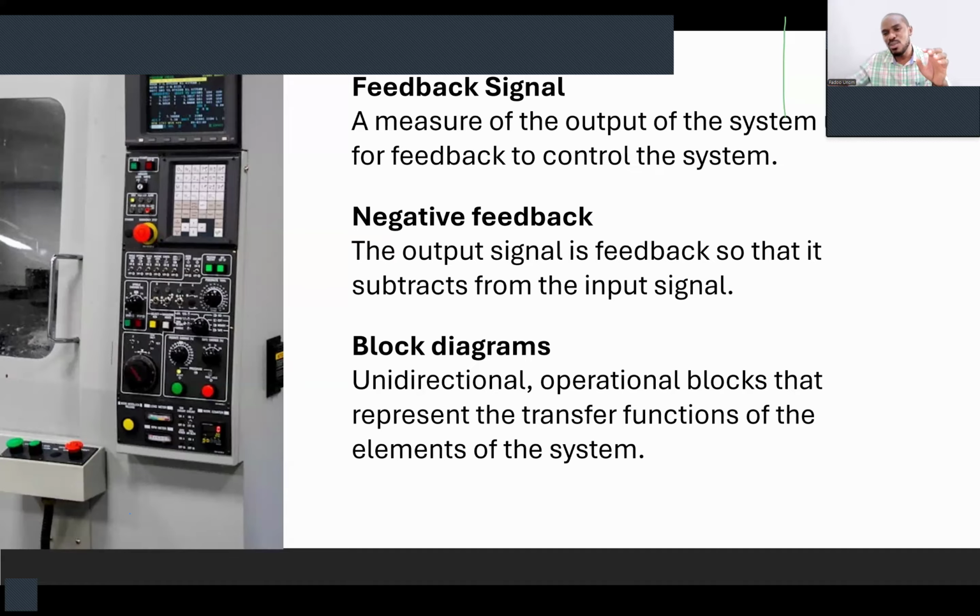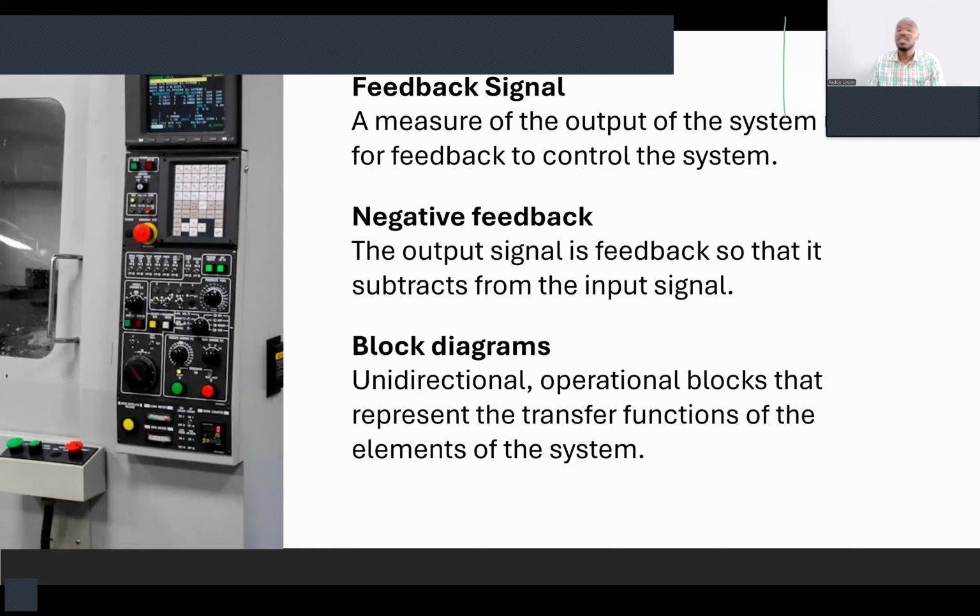If the output is the same as the input, then when you subtract the output from the input, you have a value of 0, which means that the error is 0, and so the control system is achieving what it needs to achieve. So negative feedback is when the feedback coming from your signal is subtracted from the input signal to provide an error value in your control system.